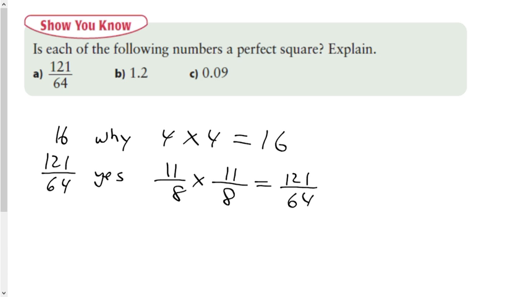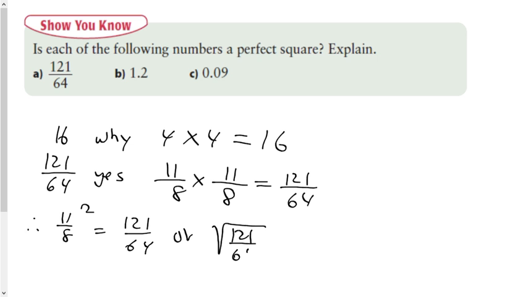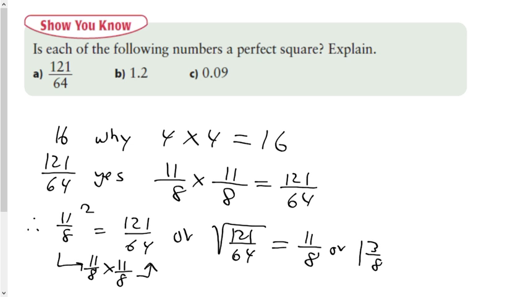So therefore, 11 over 8 squared is equal to 121 over 64. Or the square root of 121 over 64 is going to be equal to 11 eighths, or 1 and 3/8. Does that make sense to everybody? 11 eighths squared means 11 eighths times 11 eighths, and we know our fractions. That's going to get me 121 over 64.